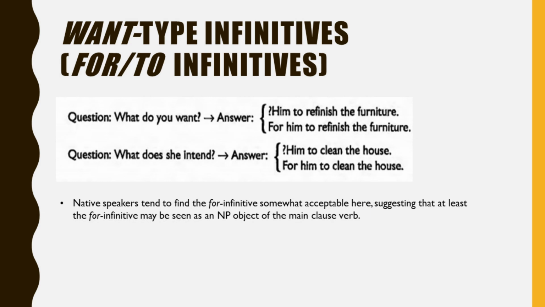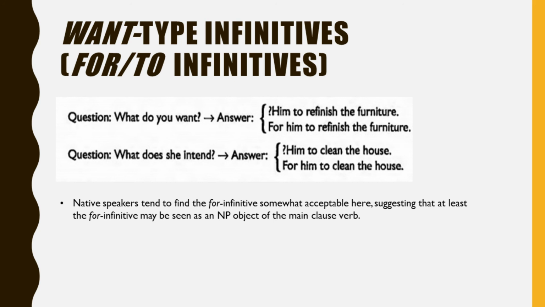We can attempt to ask the usual who or what question that is normally associated with noun phrase objects. For example, what do you want? Him to refinish the furniture. The second one is for him to refinish the furniture. What does she intend? Him to clean the house. And the second one is for him to clean the house. Native speakers tend to find the for infinitive somewhat acceptable here, suggesting that at least that for infinitive may be seen as a noun phrase object of the main clause verb.